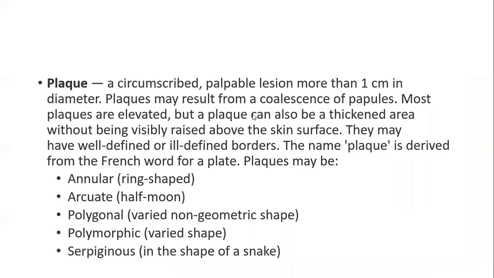This is a picture of poikiloderma, which is characterized by atrophy, altered pigmentation, and telangiectasias. Then a plaque.